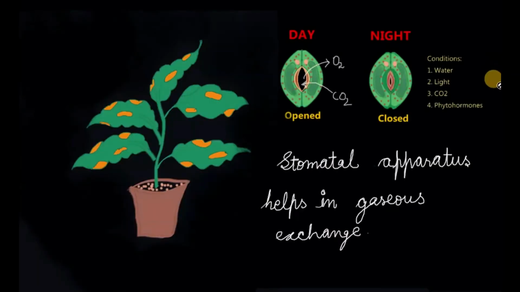Now let's discuss gaseous exchange in plants. Plants take up oxygen using specialized cells which are known as stomata.